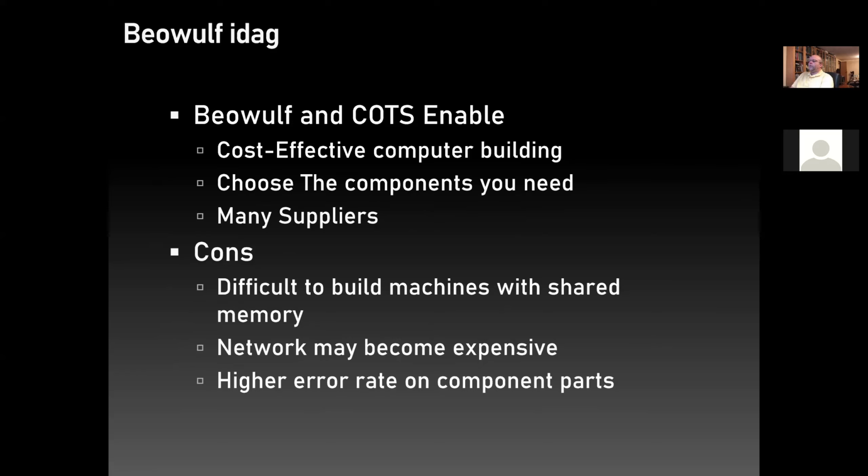So Beowulf and also the commodity off the shelf concept here enable cost-effective computer building. And the nice thing is you just choose the components you need. So if you don't need a fast network, don't buy a fast network. You buy what is needed for your application. Also, you can choose from many suppliers, processors, memory components.